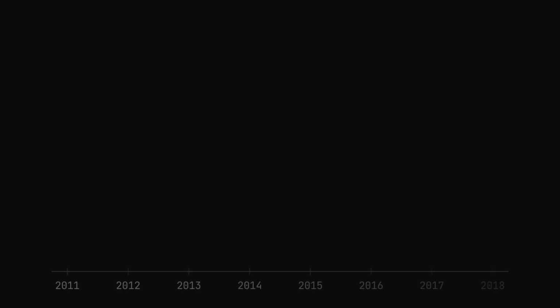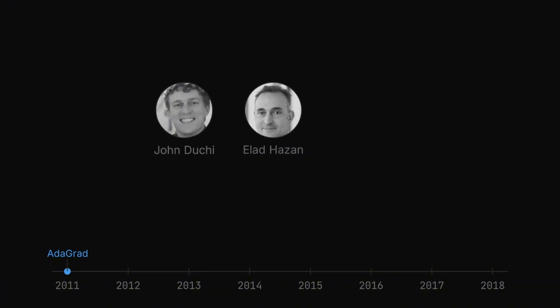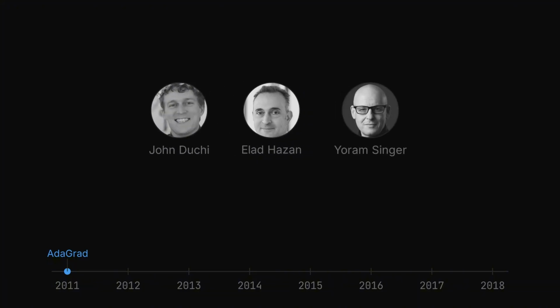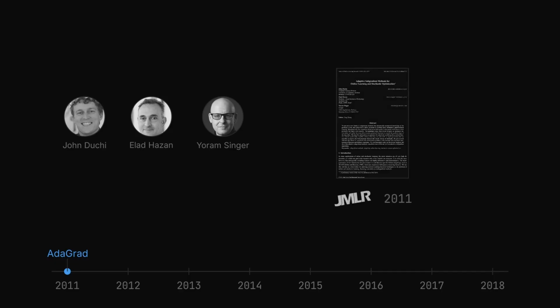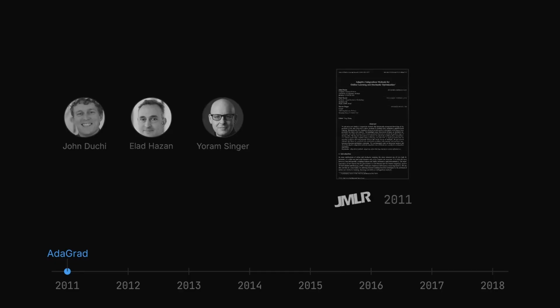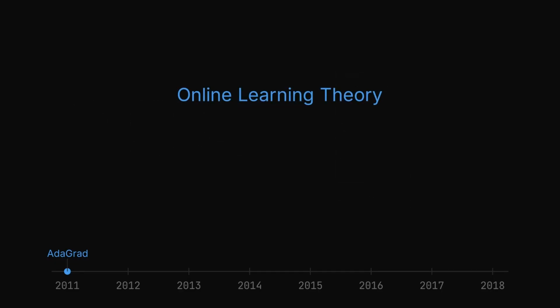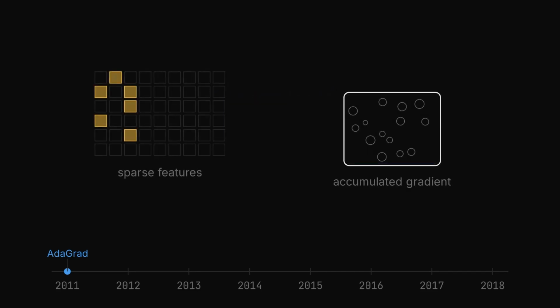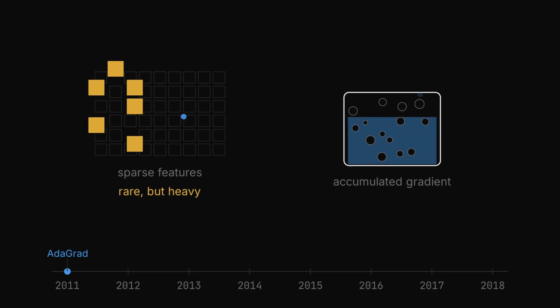Here's the real history. In 2011 came AdaGrad from John Duchi, Elad Hazan, and Yoram Singer, published in JMLR in 2011. It was born from the theory of online learning, not from neural networks. It became the star for sparse data, natural language, online advertising, where a handful of rare features carry enormous weight.